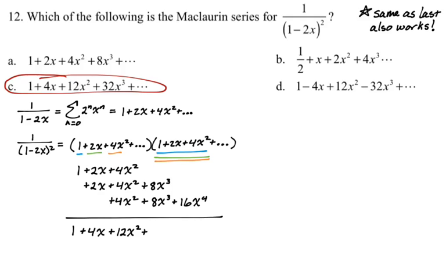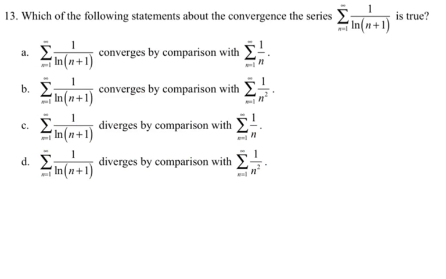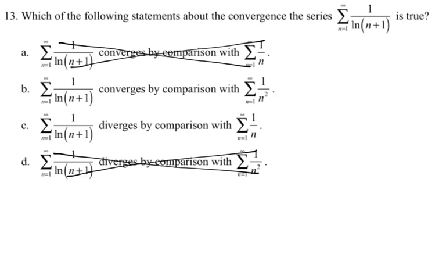All right, let's look at another one. Which of the following statements about the convergence of the series is true? Option A, the series converges by comparison to 1 over n. Well, 1 over n diverges, so we can't use that. The series converges by comparison to 1 over n squared. That you could potentially do. Series diverges by comparison to 1 over n. That you could potentially do. Series diverges by comparison to 1 over n squared. You cannot do that because 1 over n squared converges.